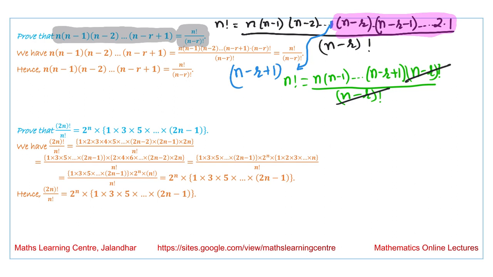These two terms get cancelled, so we obtain the answer in this form: n into n minus 1, n minus 2 and so on up to n minus r plus 1 is n factorial divided by n minus r factorial.